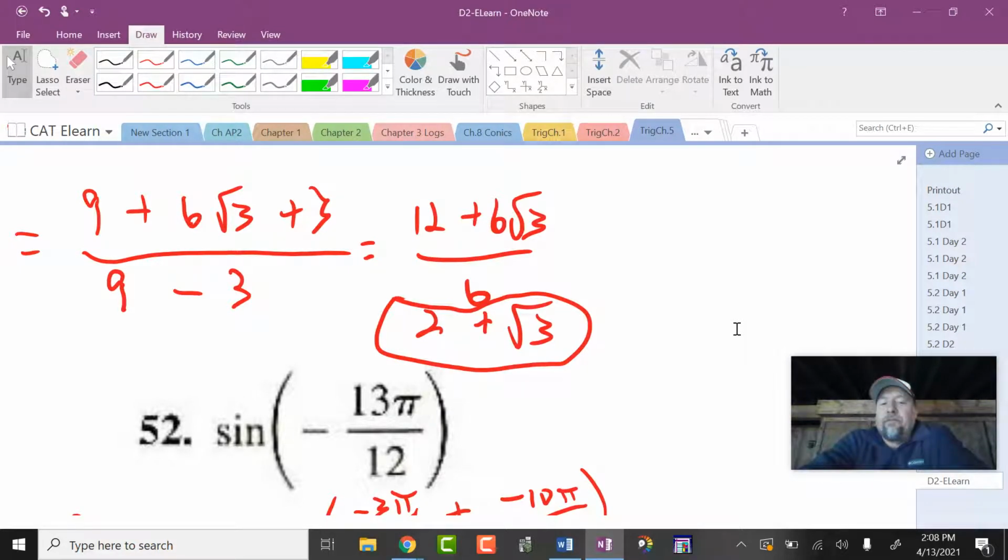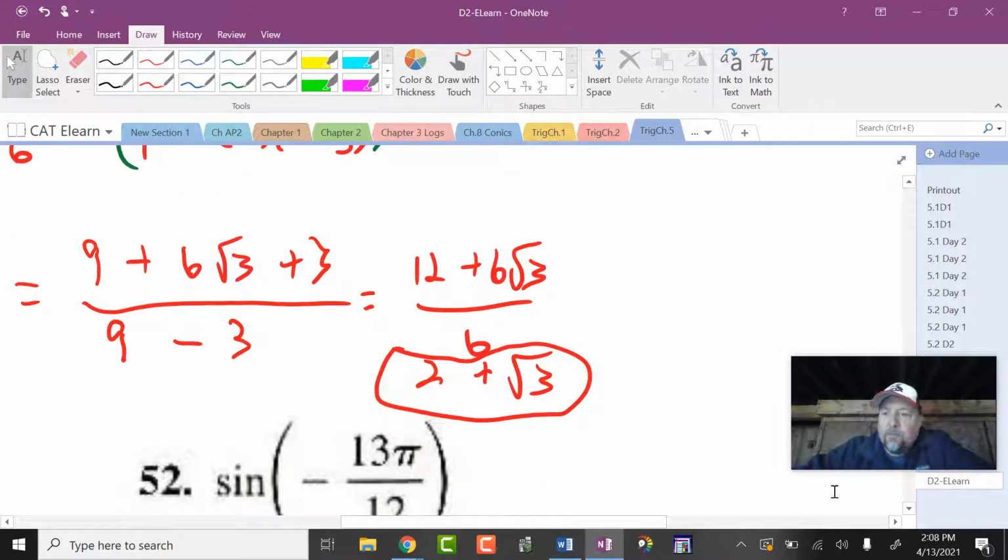Okay, but I like this negative 13 pi over 12 because we got to do some thinking. And sorry, you could see probably a little bit of my answer there, so I want to move down a little bit. But I kind of cut it off.